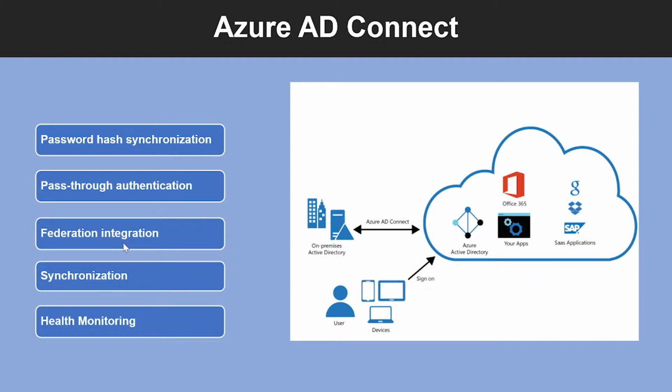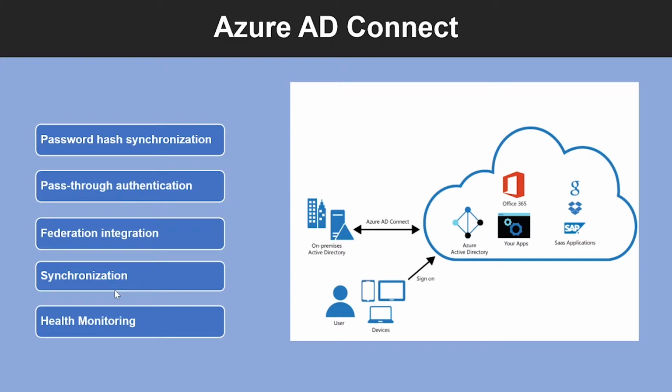The third feature is federation integration. This federation is an optional part of Azure AD Connect and can be used to configure a hybrid environment using an on-prem ADFS infrastructure. It also provides ADFS management capabilities such as certificate renewal and additional ADFS server deployments.